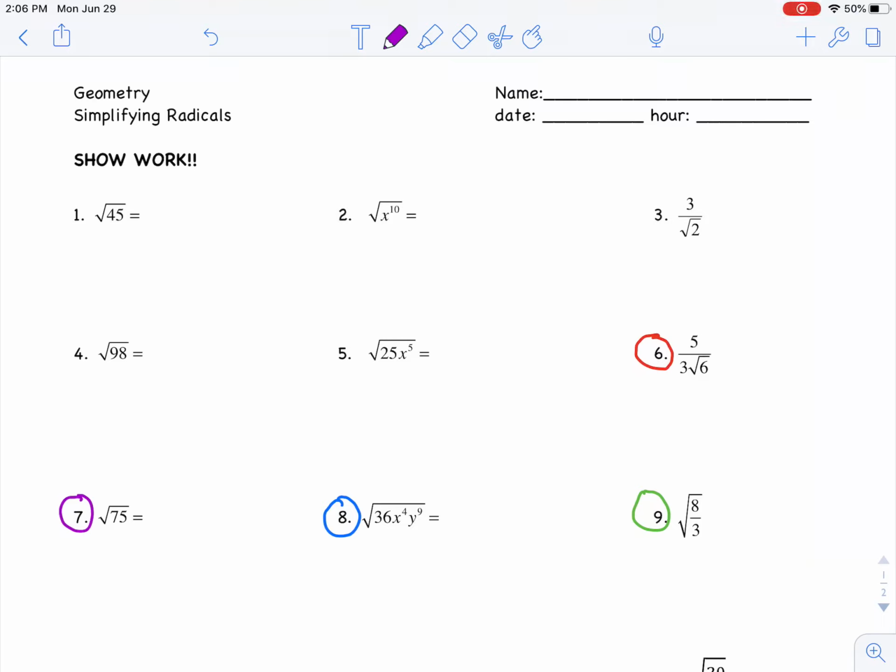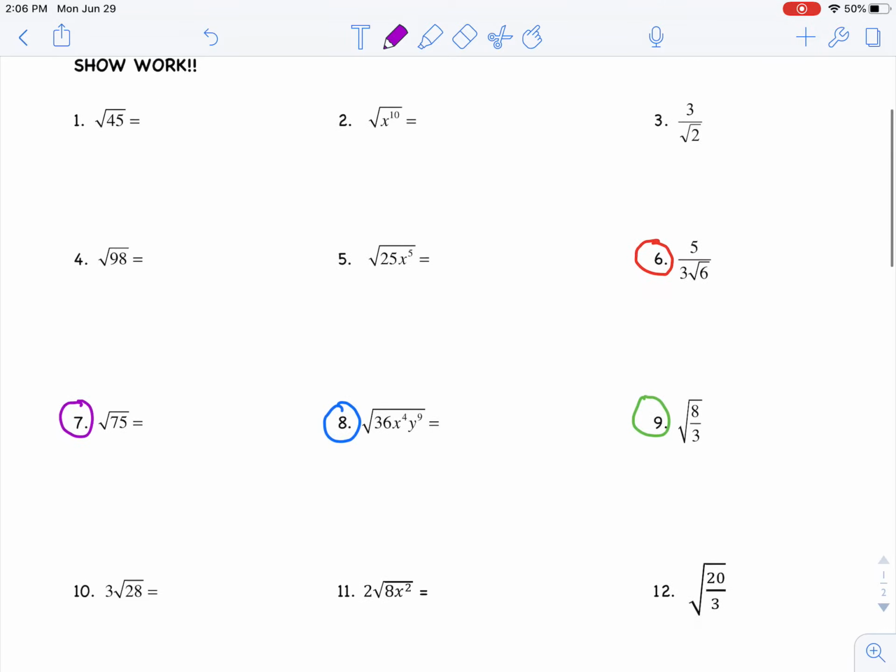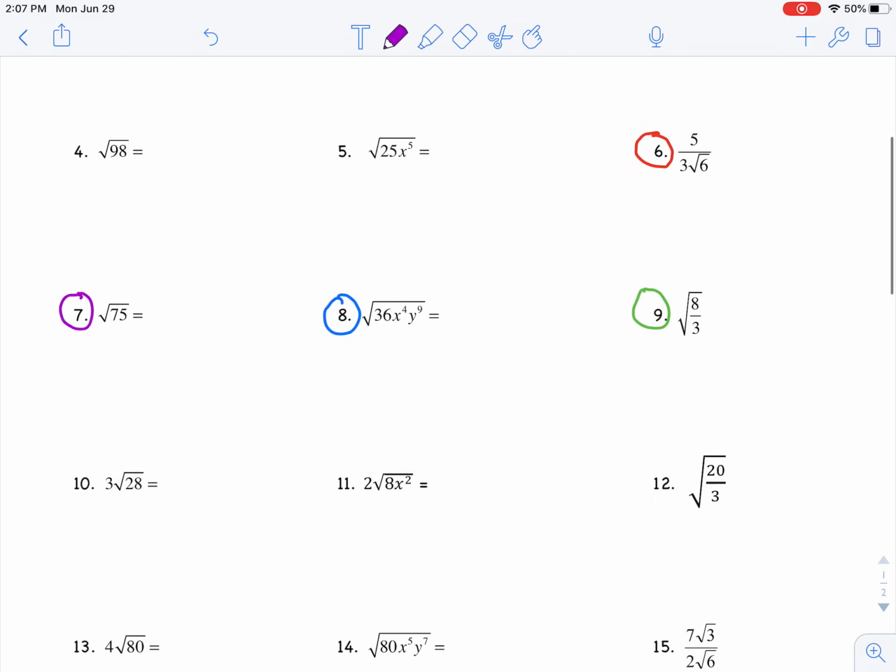Simplifying radicals. I'm going to review a few of the examples from the worksheet here, just to make sure you understand some of the properties and rules for simplifying radicals. So on your worksheet, if you look at number 7, that's what I'm going to go through first. What we're looking for when we simplify radicals is any perfect square factors.